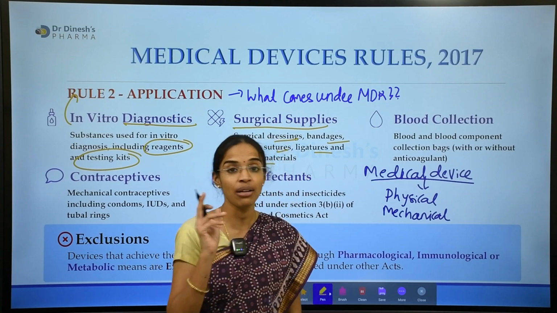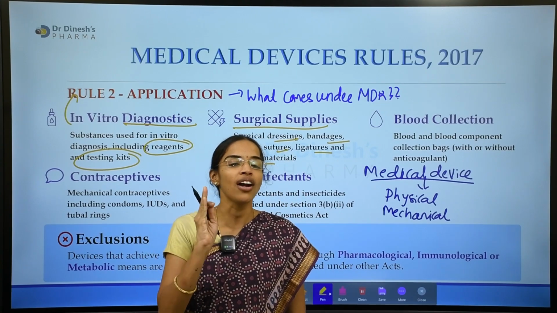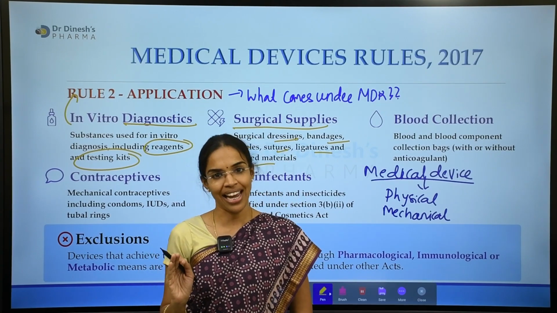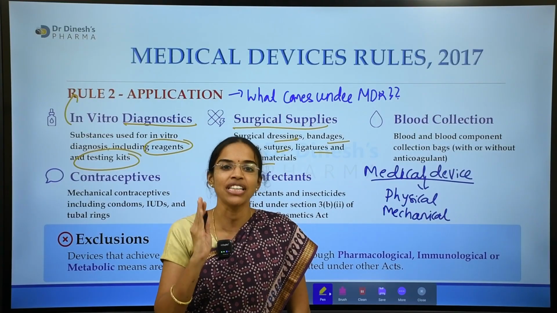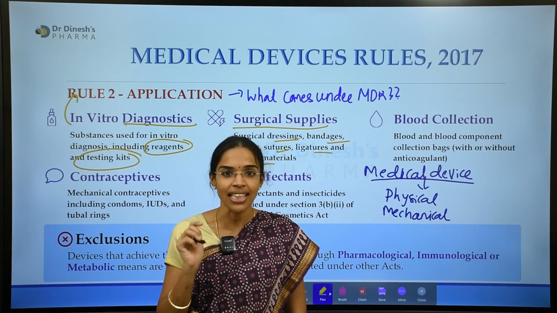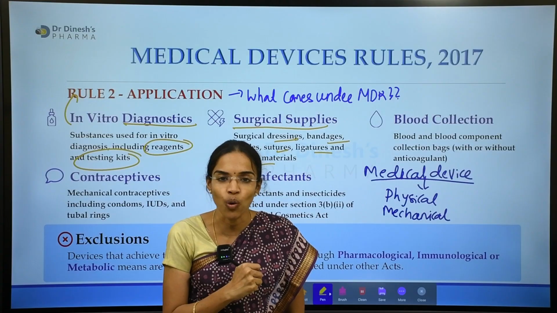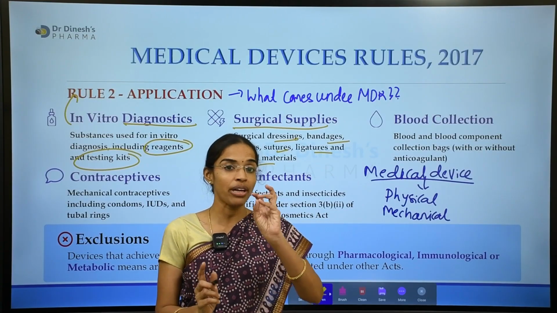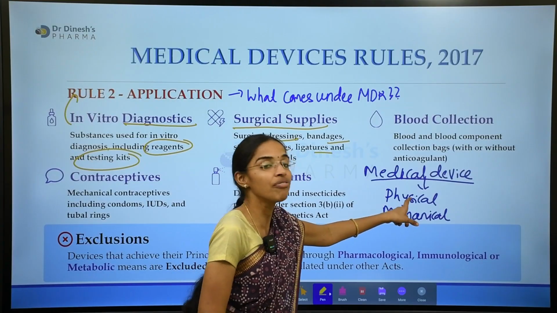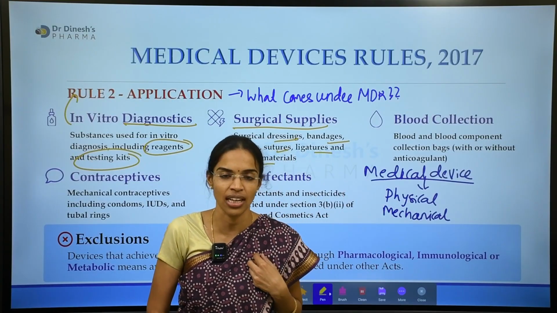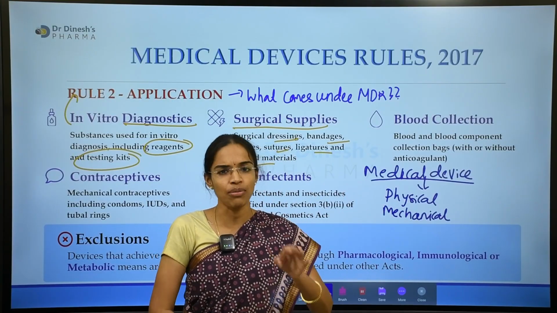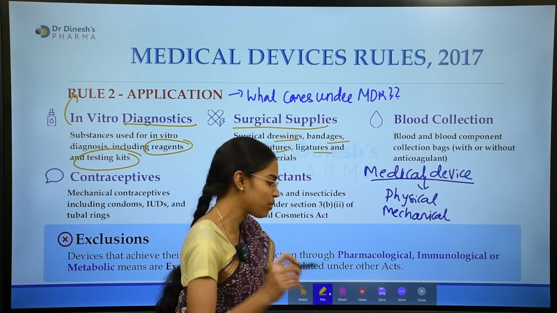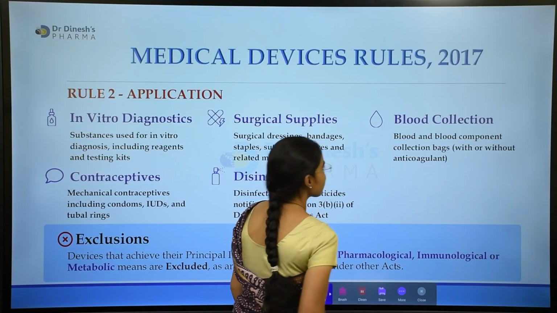Physical, structural and mechanical, but it should not involve any chemical reaction. The major difference between a drug and a medical device is that it does not involve any chemical or metabolic activity. The activity is only physical, mechanical or structural. This is the major, primary concept of a medical device.